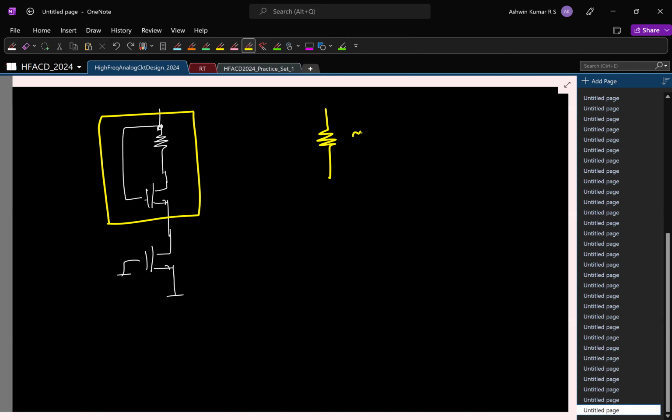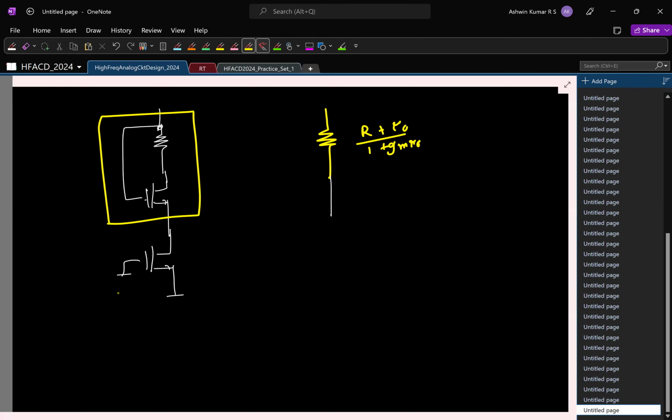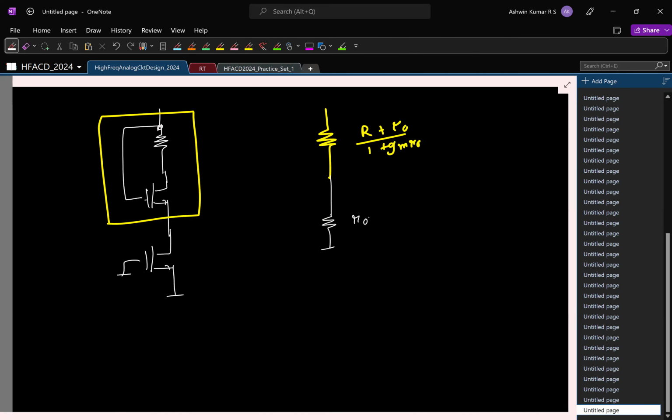Again, let's take the exact expression if you want. So it's R plus R naught. And then I have the bottom side. What is the bottom side? Gate and source are grounded. Incrementally, you just have only the R naught of the transistor. What is the total resistance? A series combination of the two. That's all.